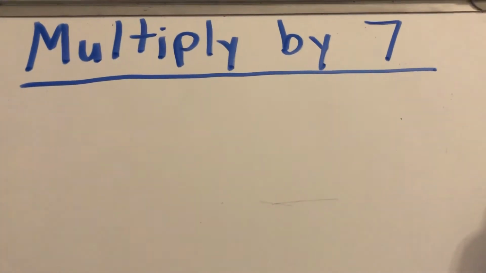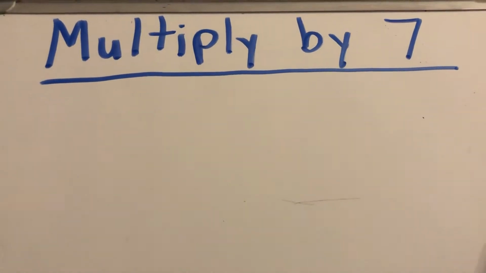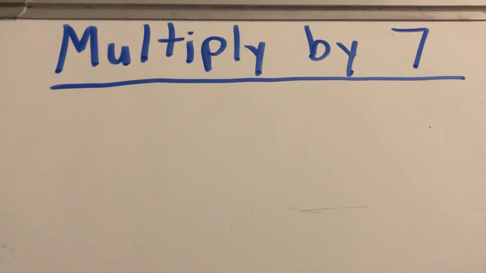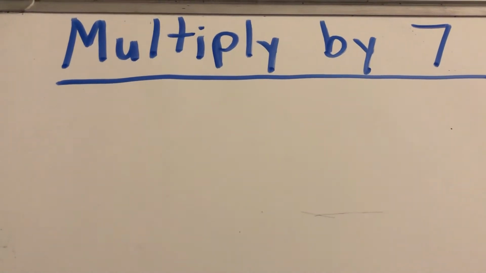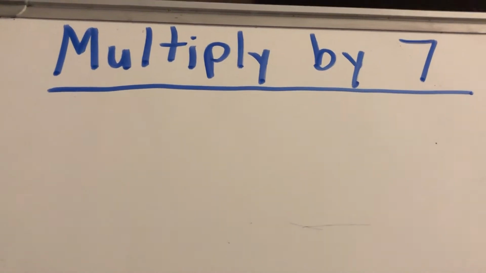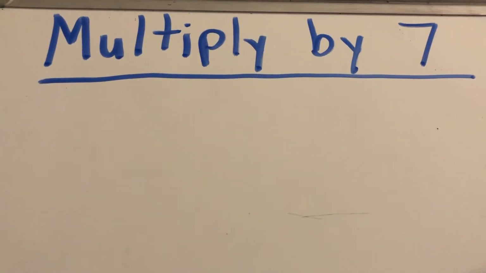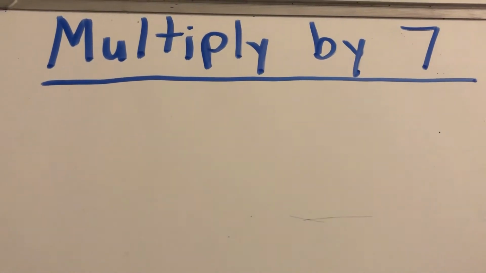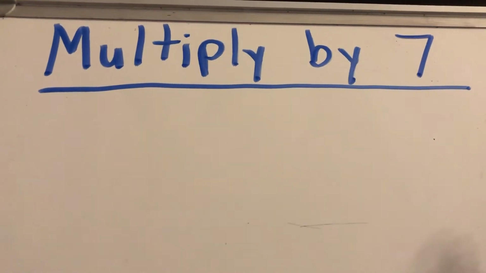All right, scholars, our focus today is multiplying by 7. So we are going to work on counting by 7, okay? And we are going to count by 7 up to the number 70. So what that tells me, since that is a 10, we are going to count by 7 10 times.